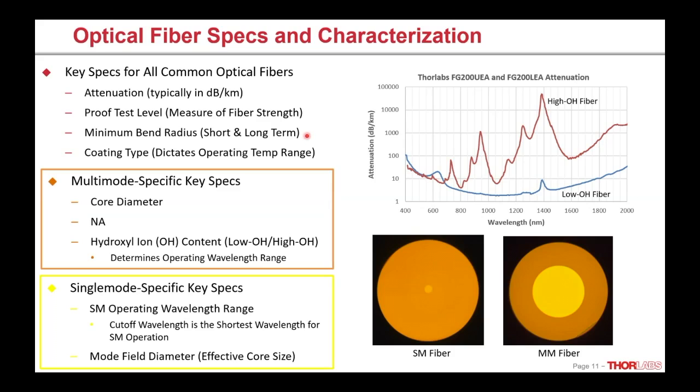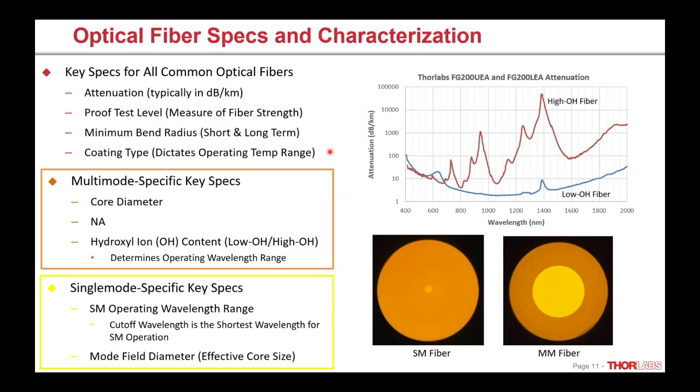There's the minimum bend radius, which is specified by the manufacturer to encompass where the waveguide will function as you bend the fiber, and also how much stress the fiber can be under before we could have some mechanical issues. And then, of course, like I just mentioned, the coating material is going to dictate the operating temperature range of the fiber, as well as biocompatibility and chemical resistance.